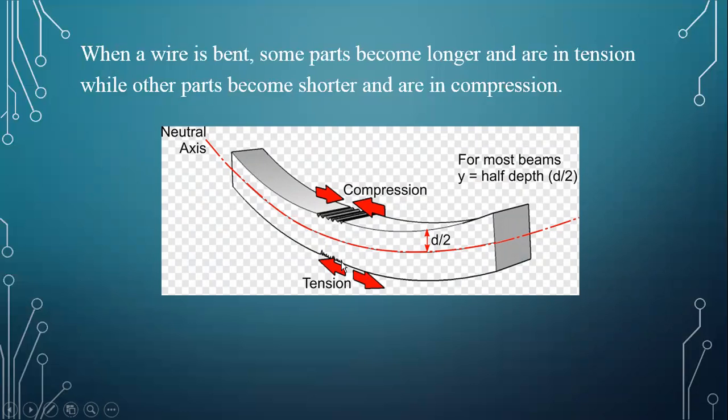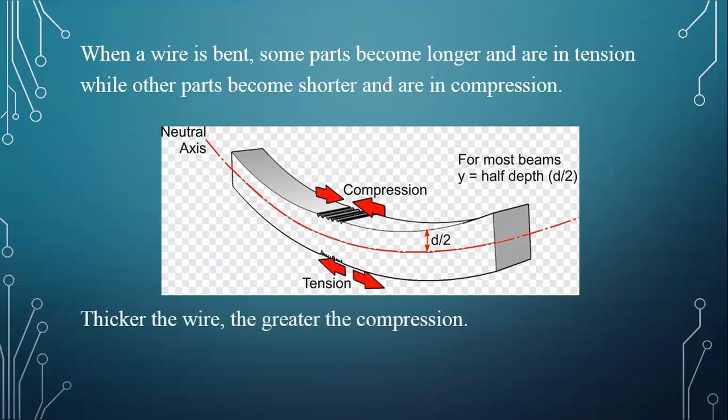Here compression and extension can be noted. So in the same wire this compression and tension occurs. This tension occurs under the action of tensile forces, and this compression occurs under the action of compressive forces. So compressive forces as well as tensile forces are required to produce deformation in the substance.